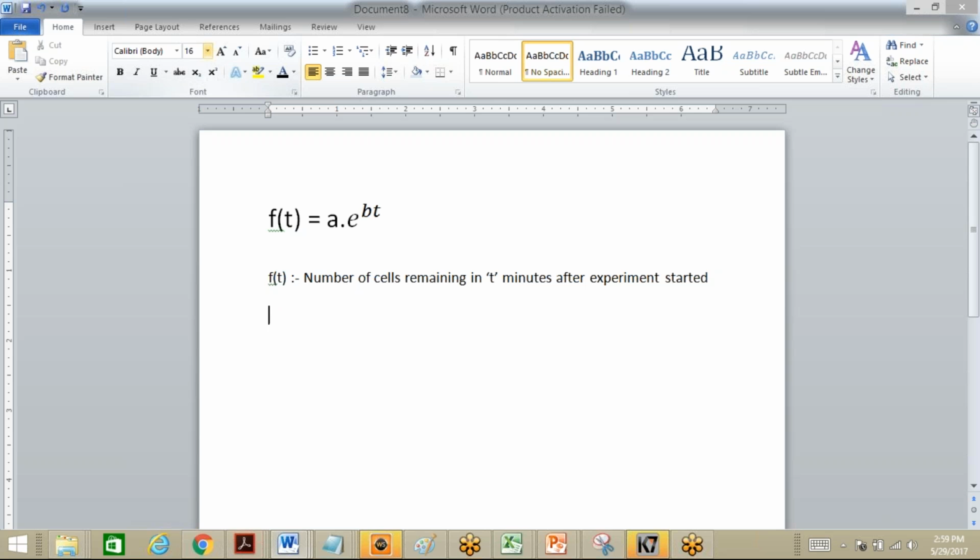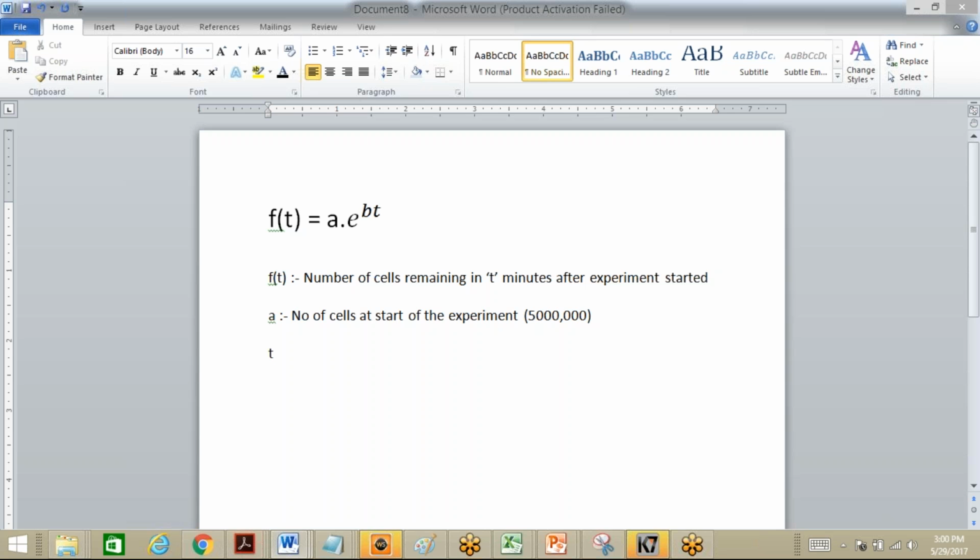Okay. Now this A, what is this A here? This A signifies the number of cells at the start of the experiment. Number of cells at the beginning of the experiment. How many cells were there? It was around 5,000 cells, right? So A is 5,000 cells. Fine.